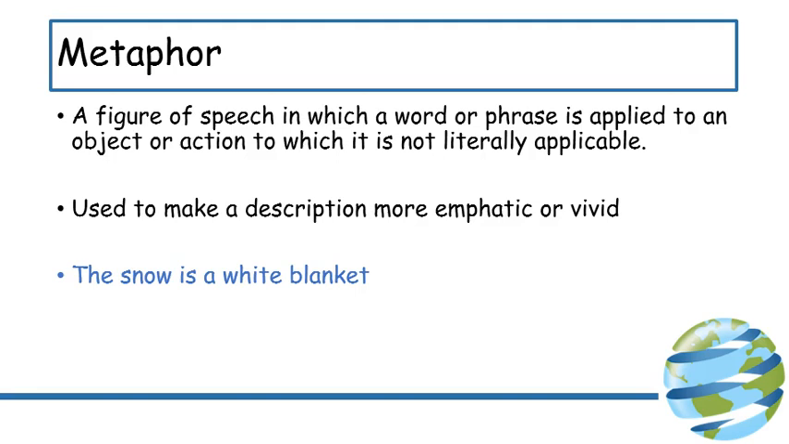The snow is a white blanket. So here we're saying that the snow becomes a white blanket. It's applying this figure of speech to a word even though it's not literally applicable. Here's another example. Life is a roller coaster. Again, we are saying that life is a roller coaster, so it's not the same as a simile because it is not a comparison.